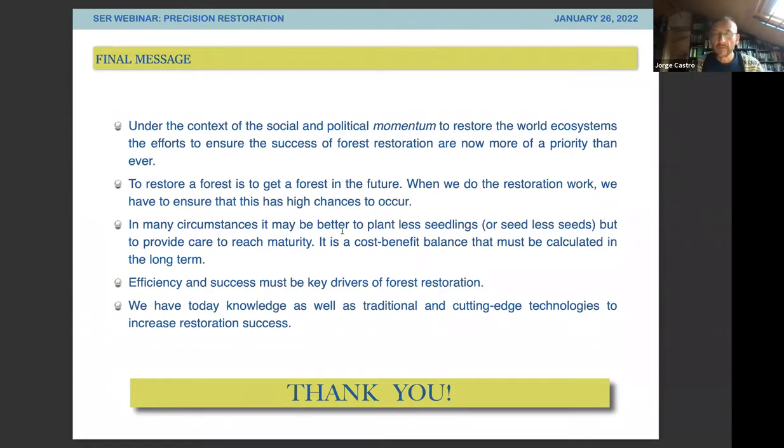And we honestly think that we cannot fail this time. I mean, with all the resources that are being put today into forest restoration, if we do not get healthy forests in the future, who will trust us in the future, okay? So we have to pay very careful attention to this, from my point of view. Okay, that's all. Thank you very much. I hope we have time for questions.